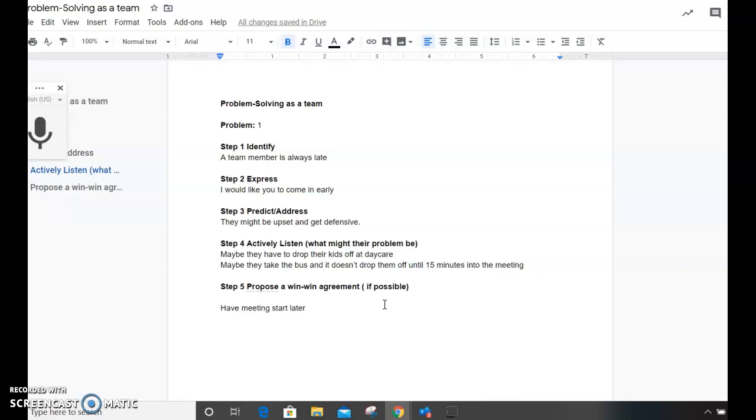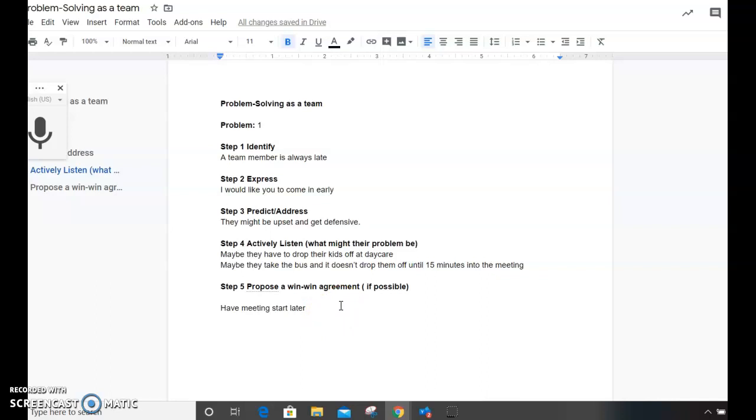If you just write there's no win-win agreement with no context, you're going to lose points on that because you're not really explaining anything. And as I alluded to, the proposed win-win agreement in this case is pretty straightforward. Have meetings start later. If that's possible, go ahead and do that.